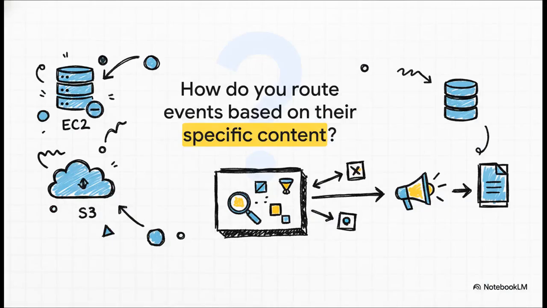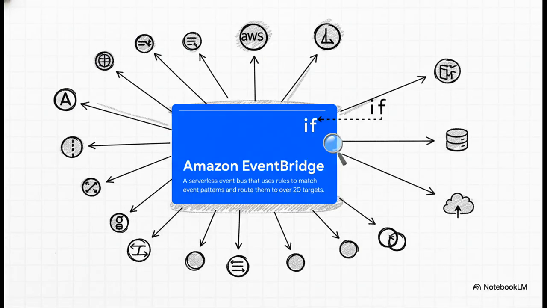Okay, new situation. Your AWS account is always generating events, right? EC2 instance stops, a file lands in S3, all sorts of things. You need a central hub that can actually look inside those events and route them to different places based on what's inside. How do you pull that off? The answer is Amazon EventBridge.